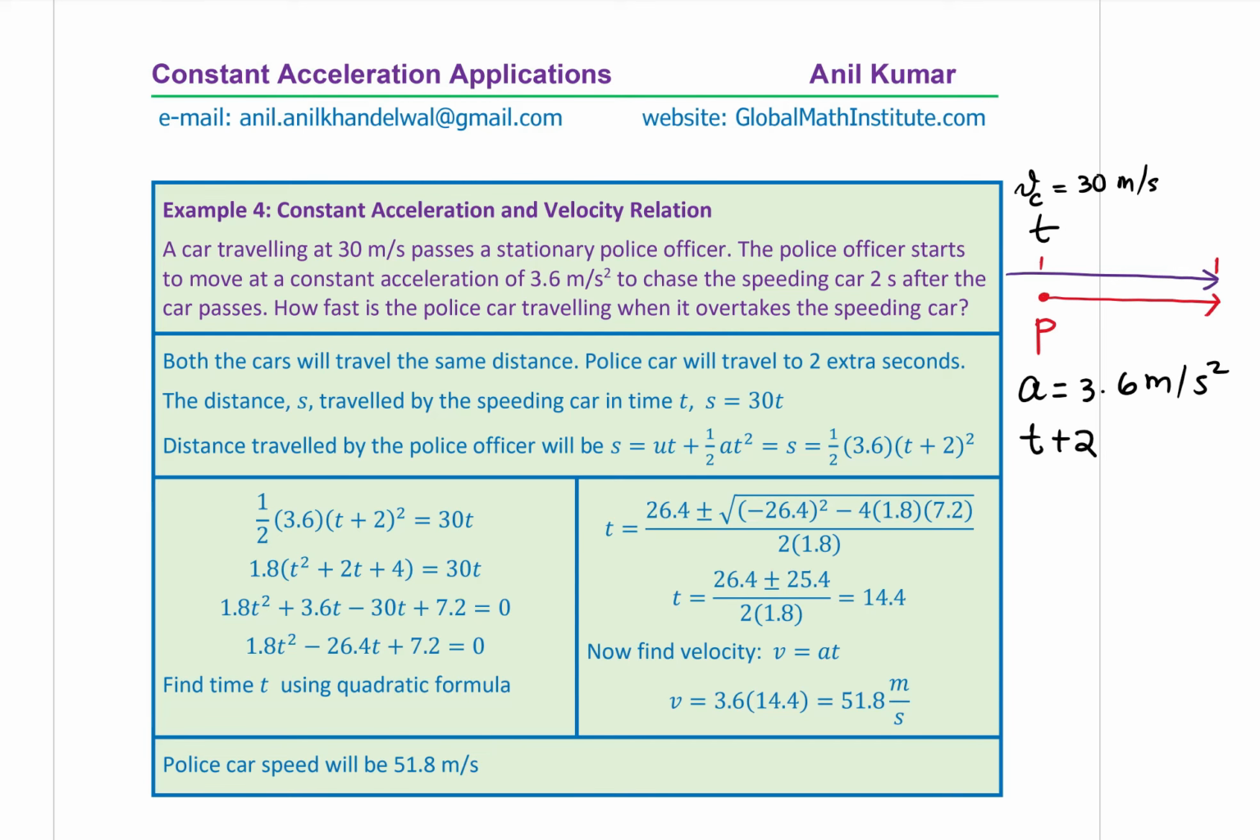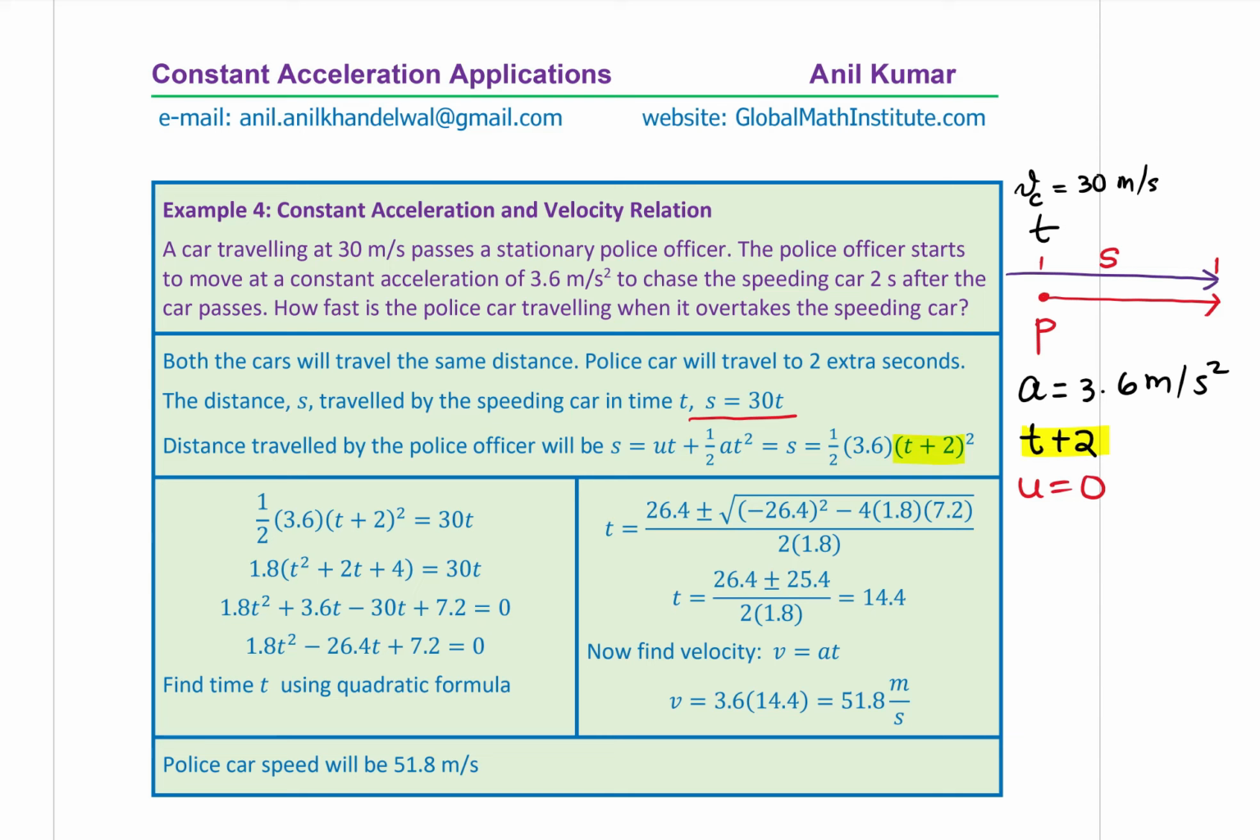So let this distance be s. The distance covered by the speeding car, we are assuming that to be a constant speed of 30 meters per second, right? So the speeding car will cover a distance of 30 times t in time t, correct? Now the distance which the police officer is going to cover is ut plus half at squared. Initial velocity u is equal to 0 for the police officer. The time taken is t plus 2, right? Since the police officer starts 2 seconds later, that is replaced by t plus 2. 3.6 is given to us as the acceleration, and so we have the distance traveled by the police officer.